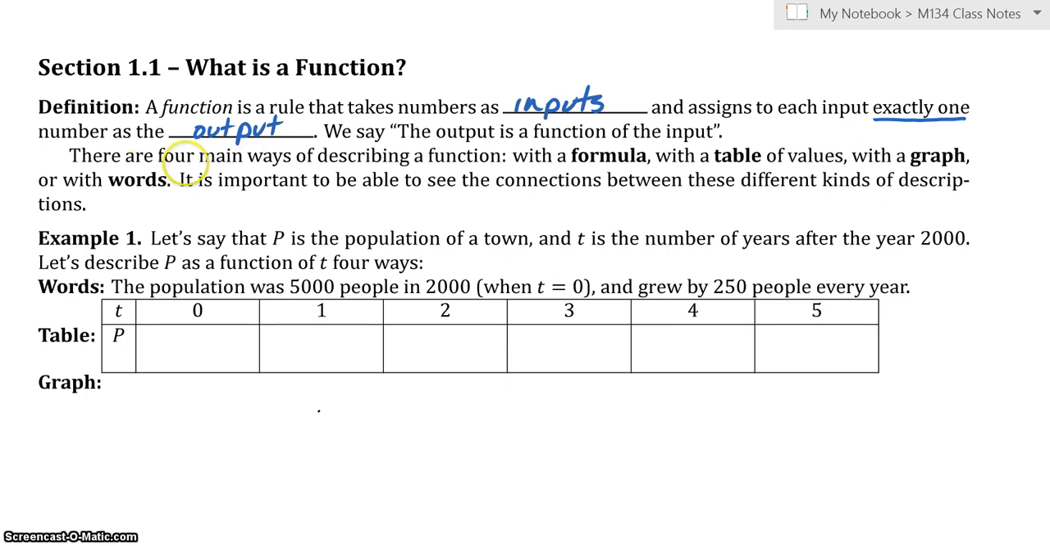There are 4 main ways of describing a function: with a formula, with a table of values, with a graph, or with words. It's important to be able to see the connections between these different kinds of descriptions. So let's look at this by a couple of examples. Before I do example 1, I want to start with a slightly easier example.